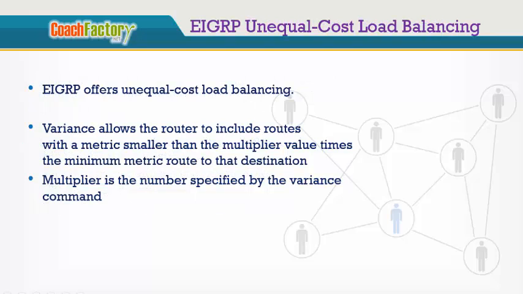EIGRP also offers unequal cost load balancing. This is again a unique feature of the EIGRP routing protocol, which generally you don't find in other protocols. For this we need to use something known as the variance command. What will this variance command allow us to do? The variance allows the router to include routes with a metric smaller than the multiplier value times the minimum metric route to the destination, the multiplier being the number specified by the variance command.